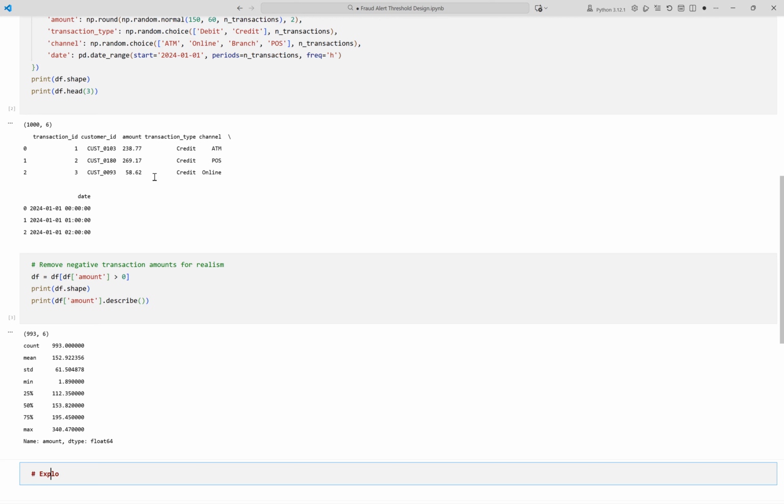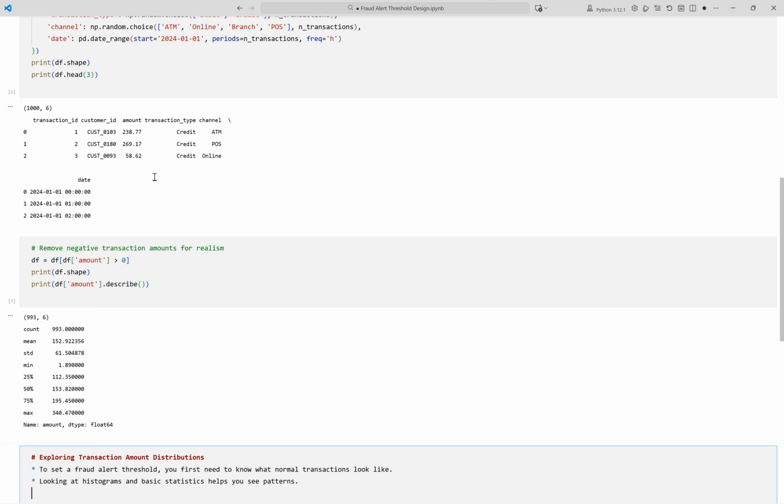Exploring transaction amount distributions. To set a fraud alert threshold, you first need to know what normal transactions look like. Looking at histograms and basic statistics helps you see patterns. Some customers or transaction types may have higher normal amounts. Running the cell now.